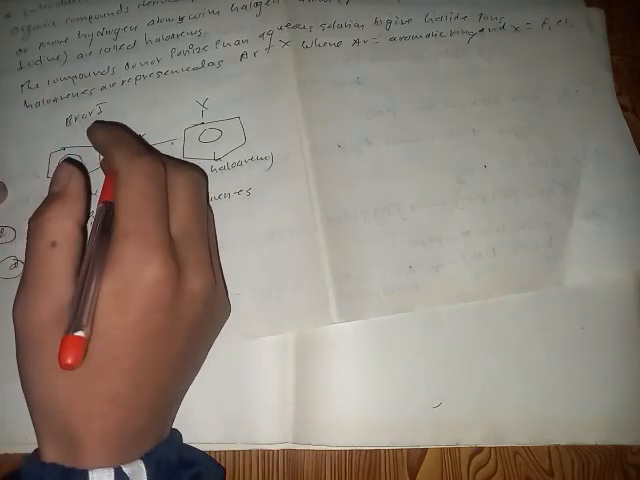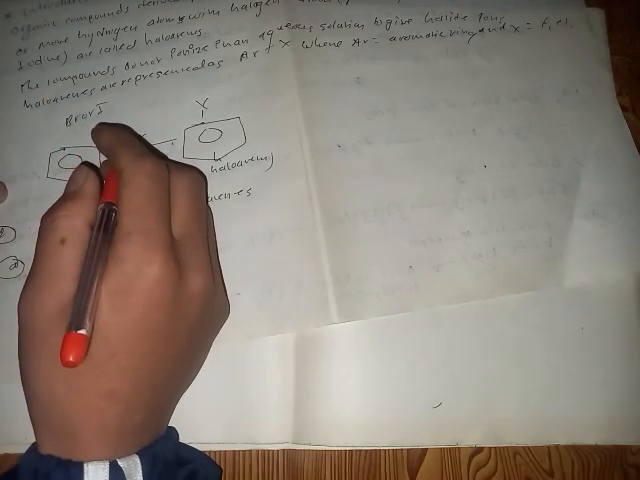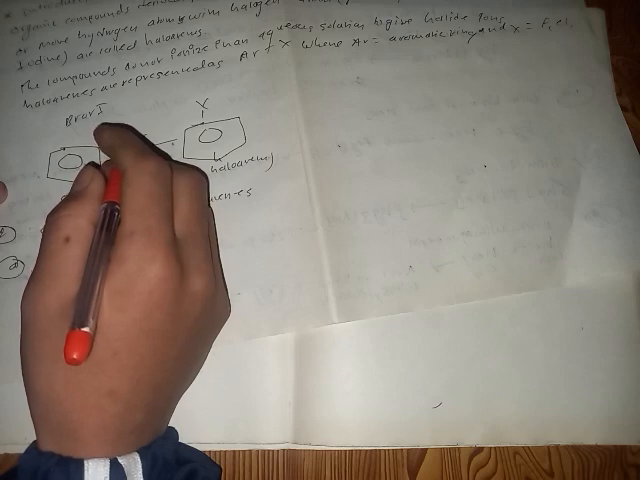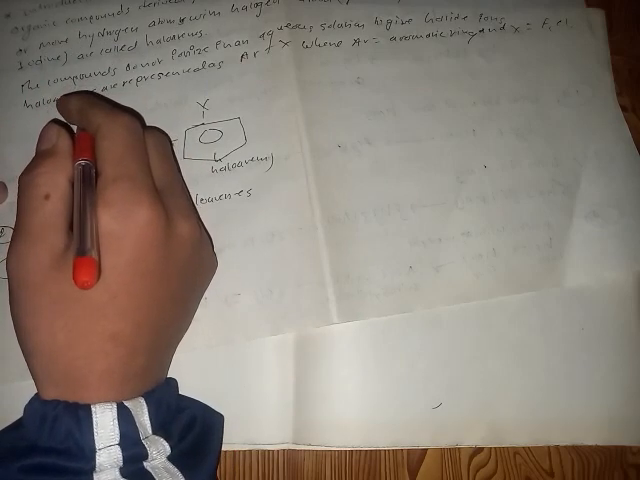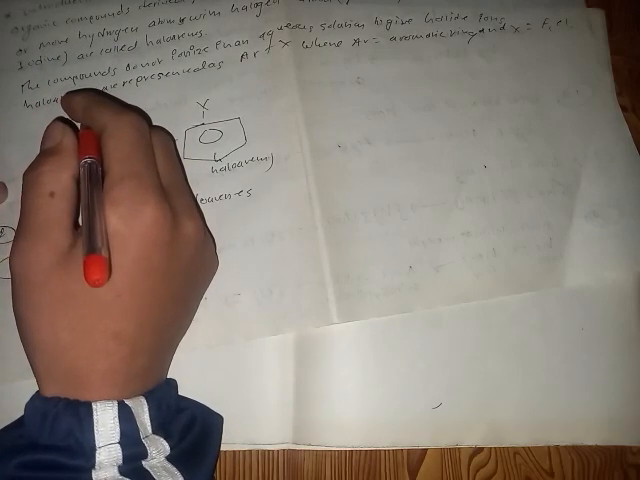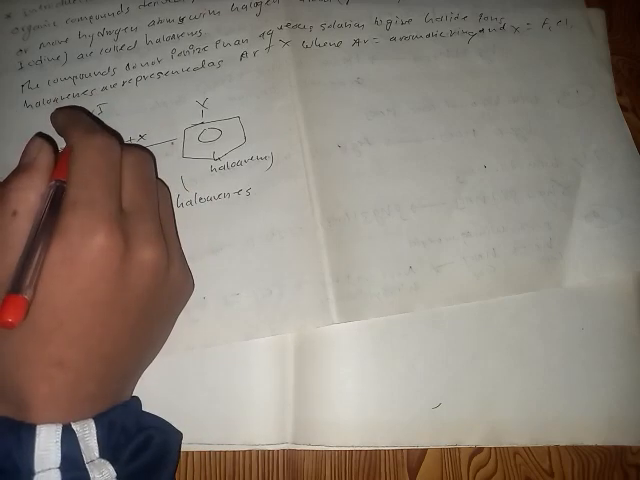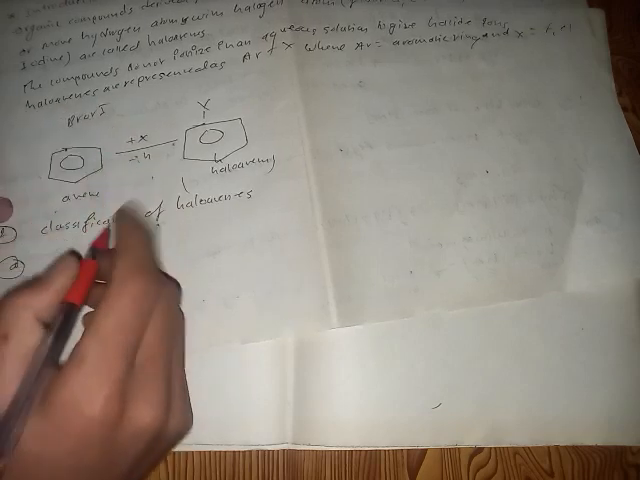First, aryl halide, in which the halogen is bonded directly to the carbon of the benzene ring, for example chlorobenzene. Second, alkyl halide or side chain halide, in which the halogen is bonded to the carbon of the side chain attached to the benzene ring. Benzyl chloride is not a haloarene as the chlorine atom is not directly bonded to the carbon atom of the benzene ring.